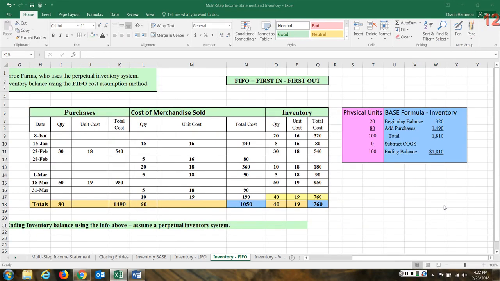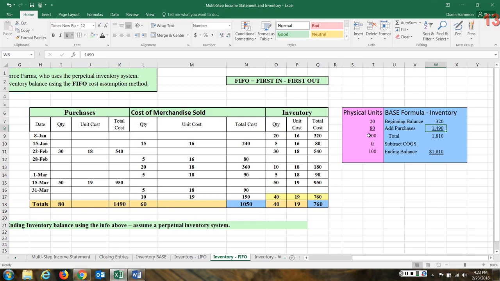Okay, I've got some of the items already together. I have the base formula to track the dollar value and then also the physical units, the number count. So the first items you see across are your beginning balance. There were 20 items at a total cost of $320, so that's our starting point. Then we want to add purchases. So remember, if you look in the table to the left, the total purchases, 80 units, total cost $1,490. So I've added in 80 units, add to the 20, a total of 100 units that need to be accounted for, add together beginning balance, purchases, total $1,810.